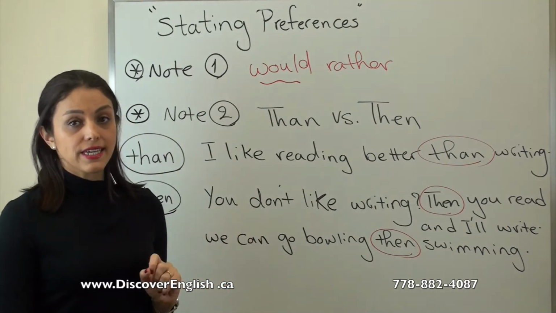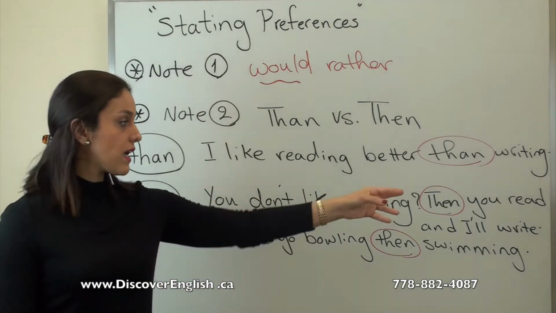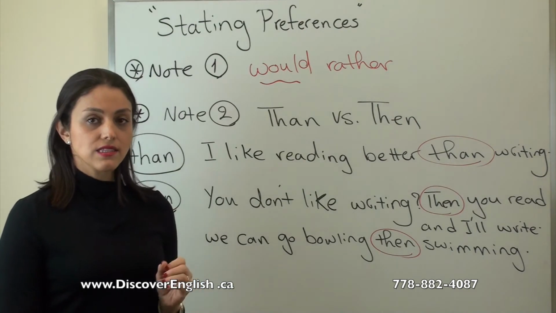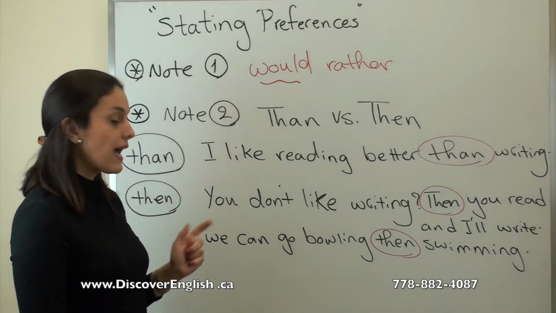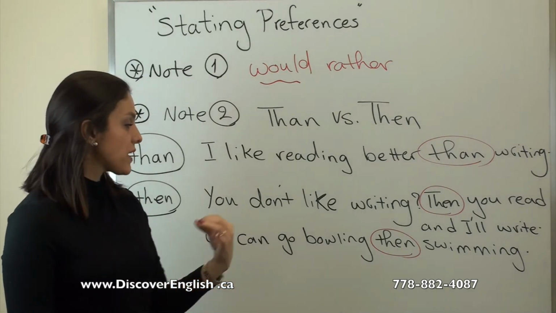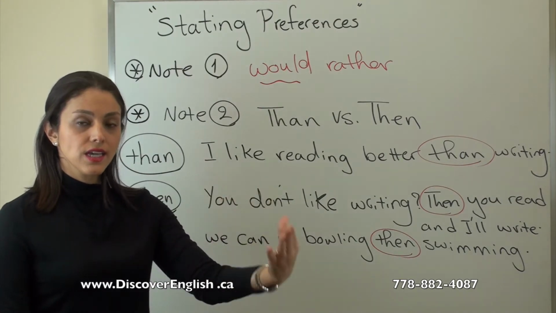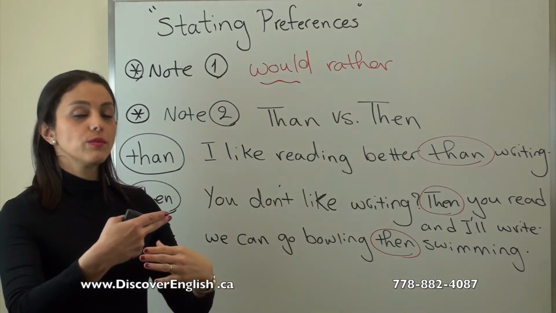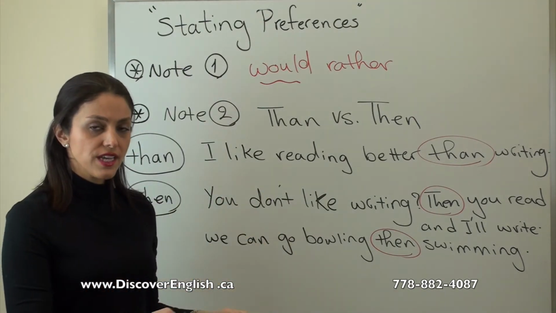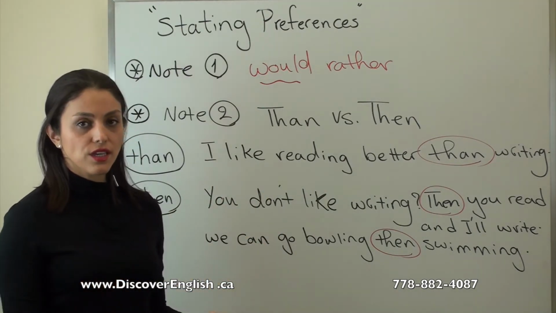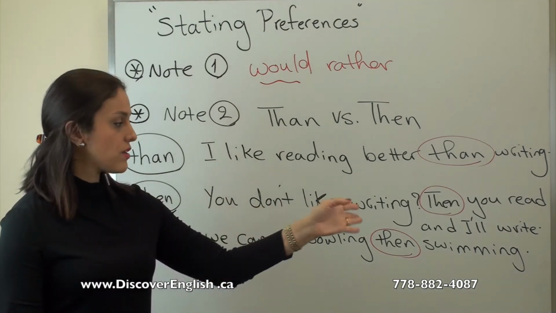You don't like writing, then you read and I'll write. Then here means in that case. So you read and I'll write. And the second example here, we can go bowling, then swimming. You're showing the action that is happening after another action, right? First you do this, then we do another thing. We can go bowling, then next we go swimming.